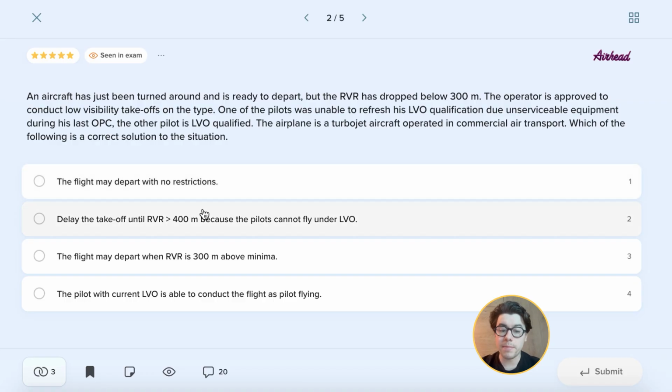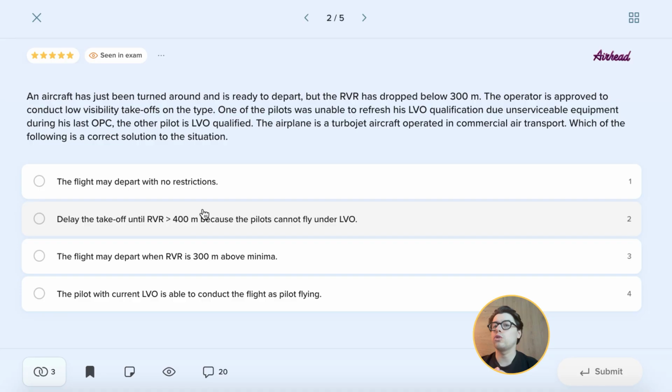So now for question number 2. An aircraft has just been turned around and is ready to depart, but the RVR has dropped below 300 meters. The operator is approved to conduct low visibility takeoffs on the type. One of the pilots was unable to refresh his LVO qualification due to unserviceable equipment during his last OPC, or operator proficiency check. The other pilot is LVO qualified. The airplane is a turbojet aircraft operated in commercial air transport. Which of the following is a correct solution to the situation?